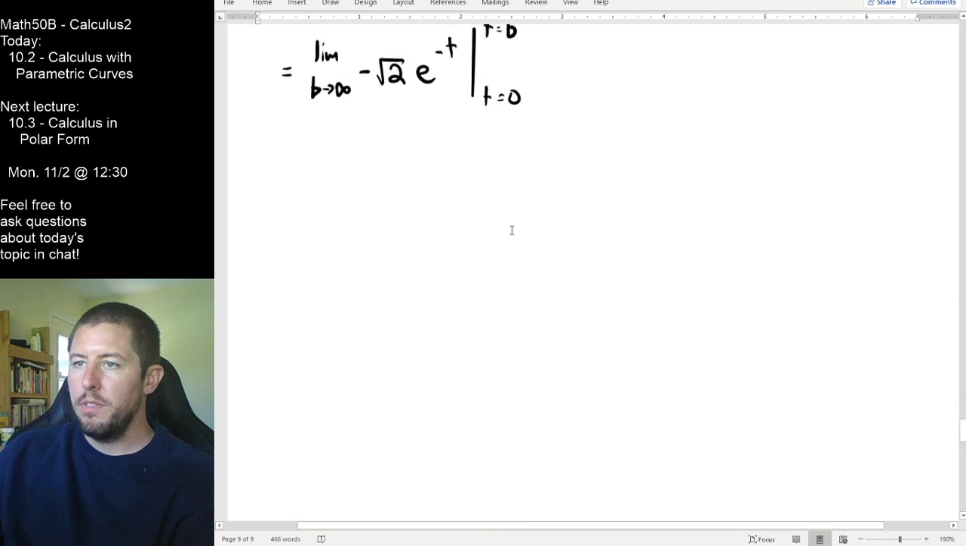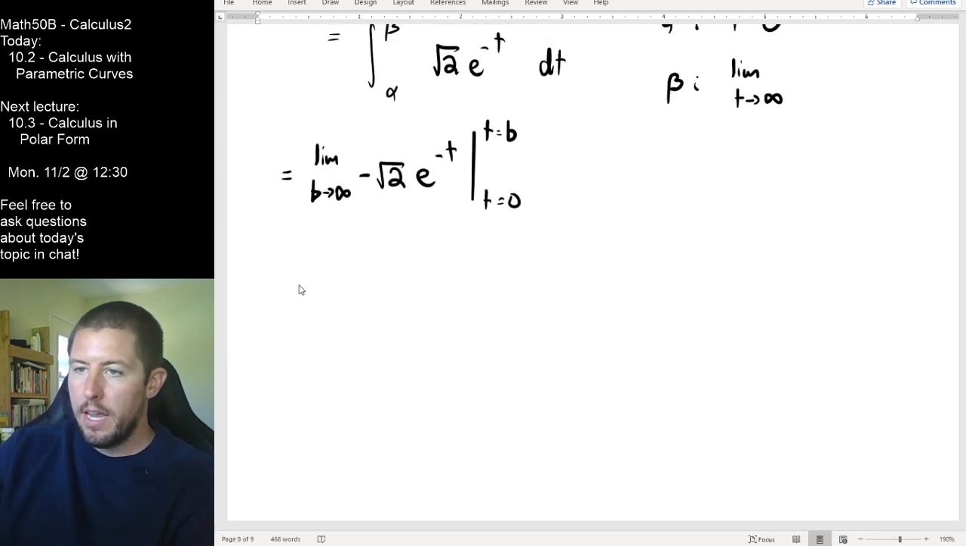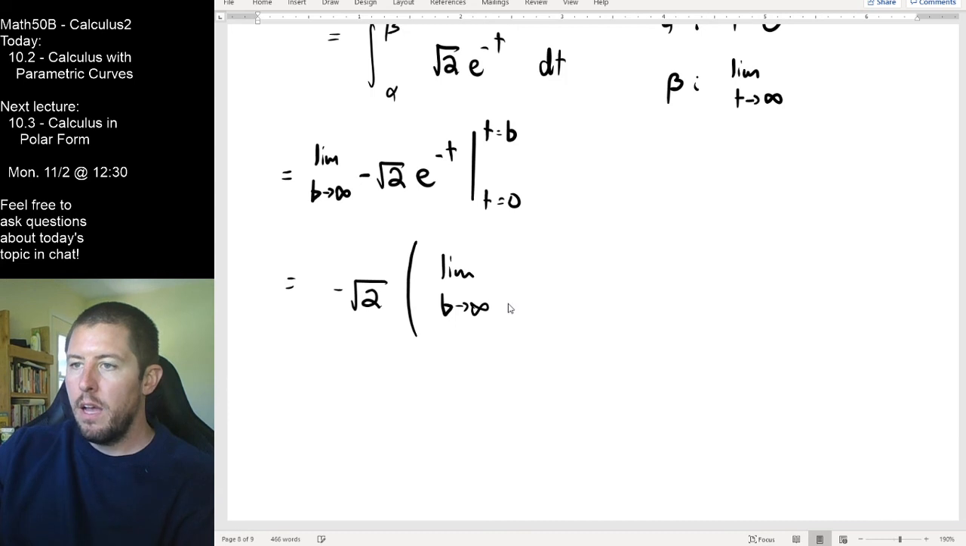Nobody wants to do surface area. All right, so it looks like I'm just seeing here that negative root 2 pops out front, and this is just the limit as b goes to infinity of e to the negative b minus e to the negative 0. You should notice that this is just equal to 1.